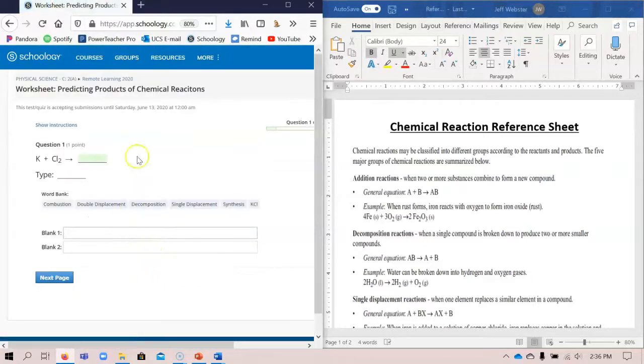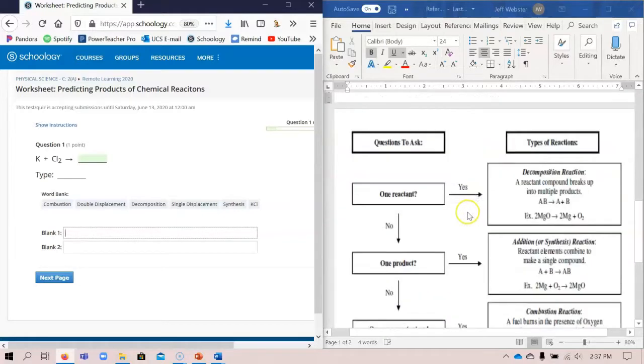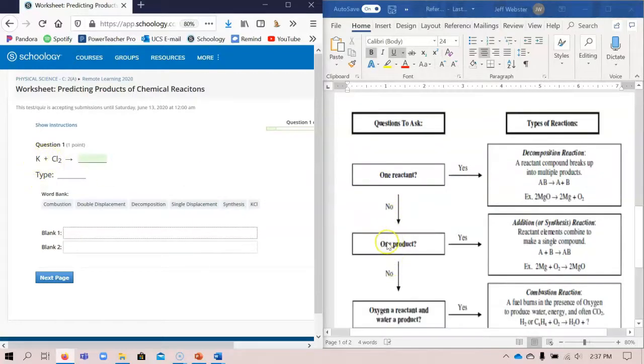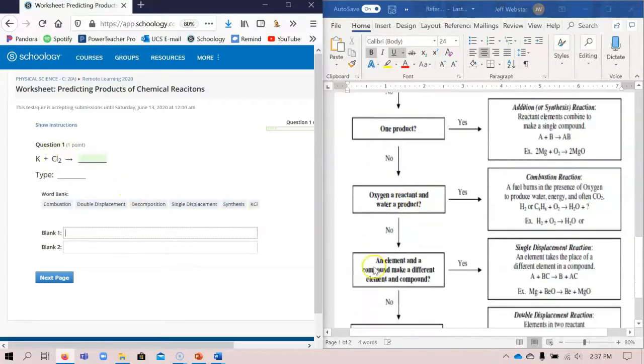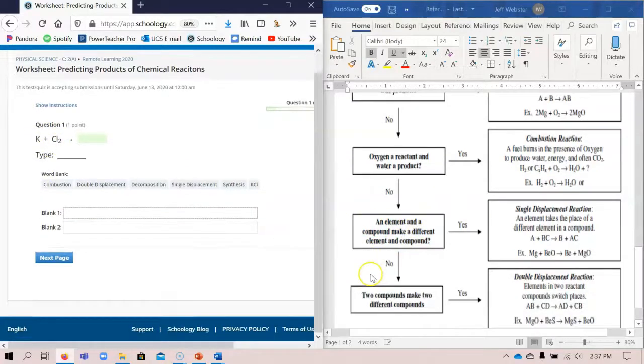So let's get started. Okay, so this first one gives me potassium plus chlorine equals what? All right, now if I go back to my chemical reaction reference sheet, there's a couple different ways I can see this. I can look at this first page, or I can come down to this second page. I personally like this second page because it asks me questions and walks me through it. So the first question it asks me is, is there one reactant? Well, no, it looks like there's 2. Is there one product? Well, we don't know that yet, so we're going to come back down. Is oxygen a reactant? No. Does an element in a compound make a different element in the compound? Well, these are both elements.